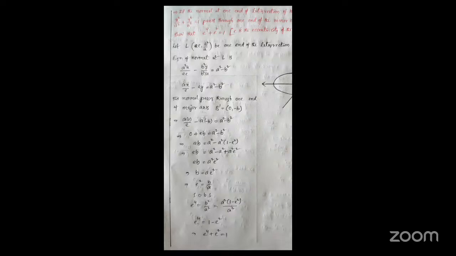generally we have the equation of the normal is a square x by x1 minus b square y by y1 is equal to a square minus b square. So now substituting x1, y1 here, (ae, b square by a), we get the equation of the normal: a square x by ae minus b square y by b square by a equal to a square minus b square. By simplifying, we get ax by e minus ay equal to a square minus b square.